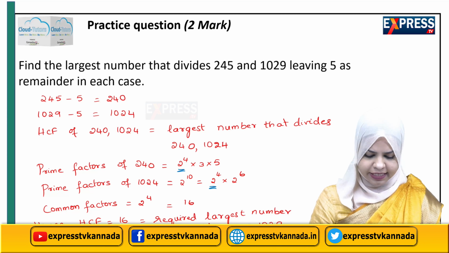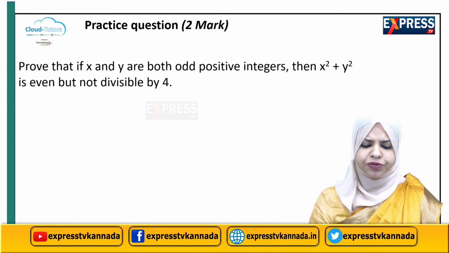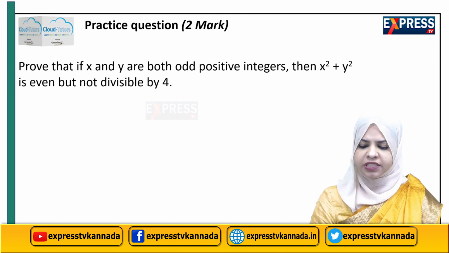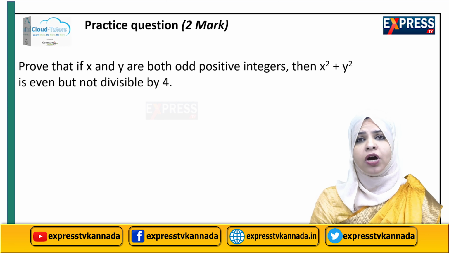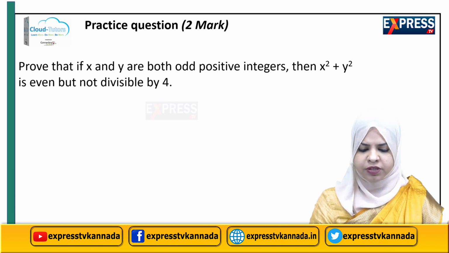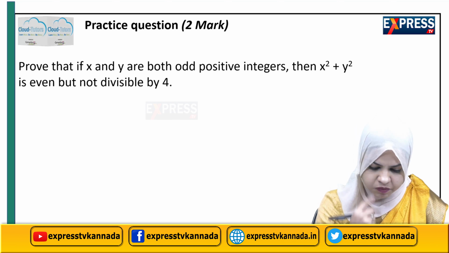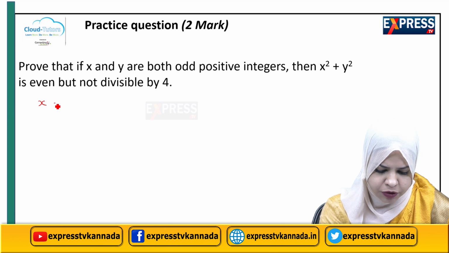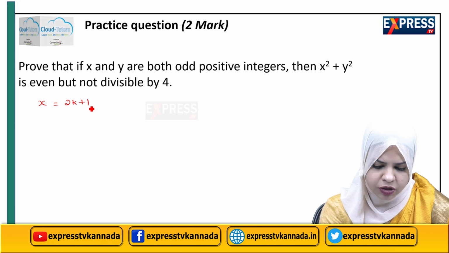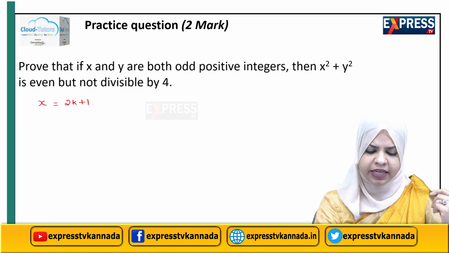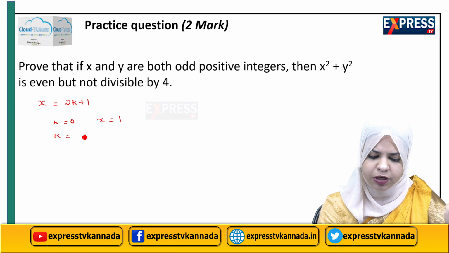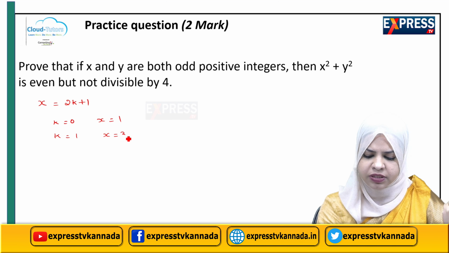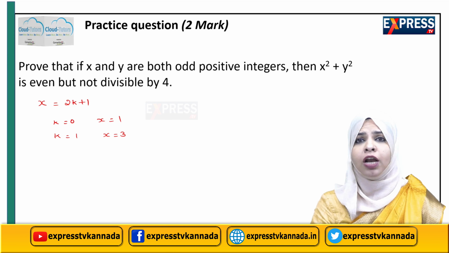Okay, now let's see the next question. Prove that if x and y are both odd positive integers, then x square plus y square is even but not divisible by 4. So let's see, when I say an odd positive integer, what does it mean? Let x is equal to 2k plus 1, wherein the k value can be anything. Say if k is 0, x will be equal to 1. If k is equal to 1, x will be equal to 3. So you can observe that they are all odd numbers.